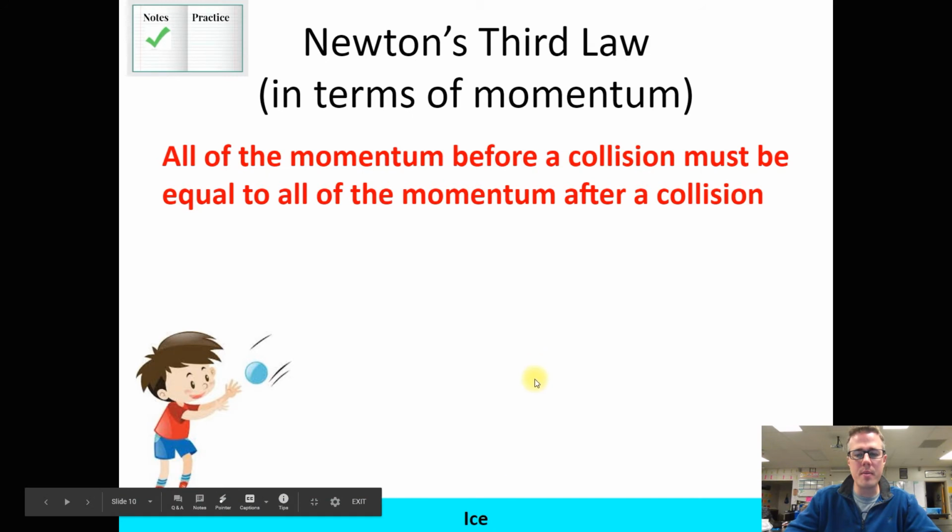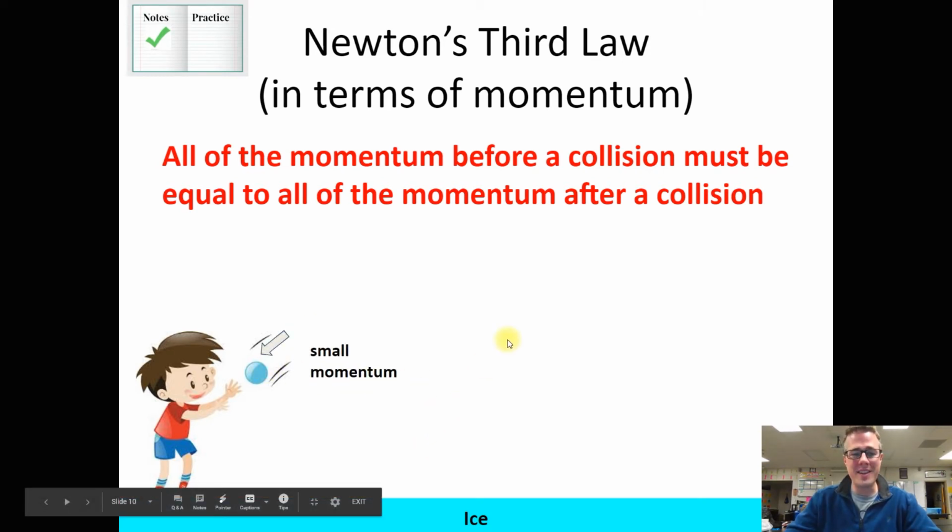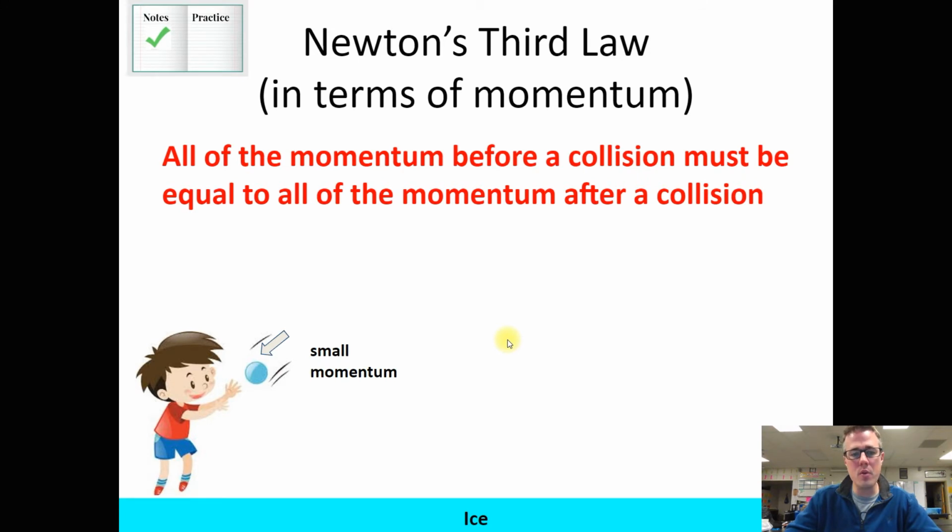The reason I have him on a sheet of ice is so that we can pretend to ignore friction. So pretend there's no friction. And we toss him this little ball. The little ball has a tiny amount of momentum. If you imagine this whole setup, the boy, the ball, and that's it, that's all we're paying attention to. The boy has zero momentum because he's just standing there. The ball has a tiny bit of momentum.